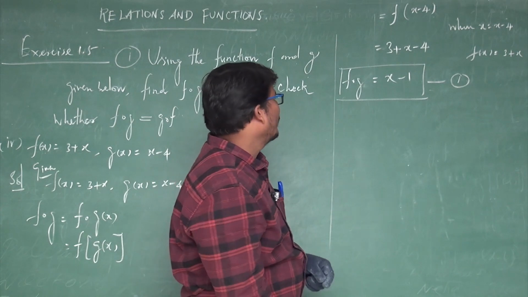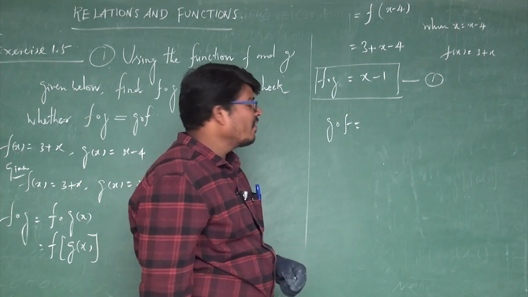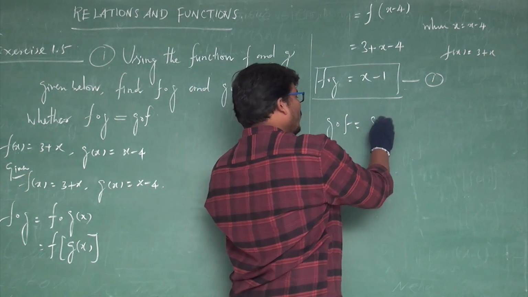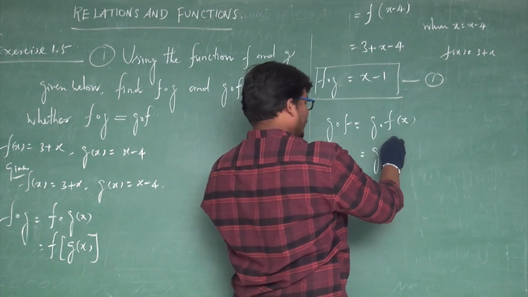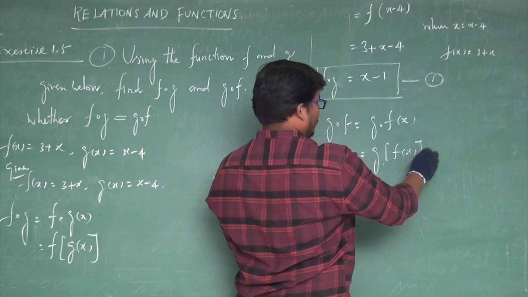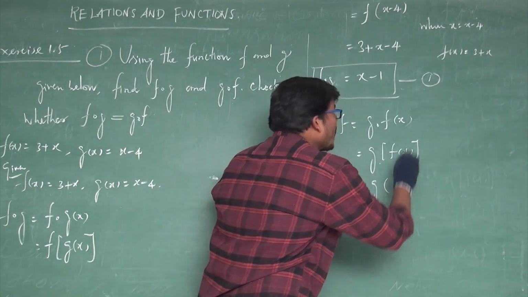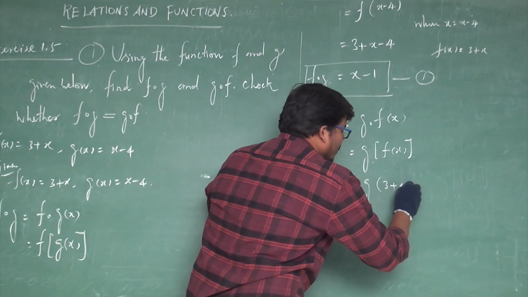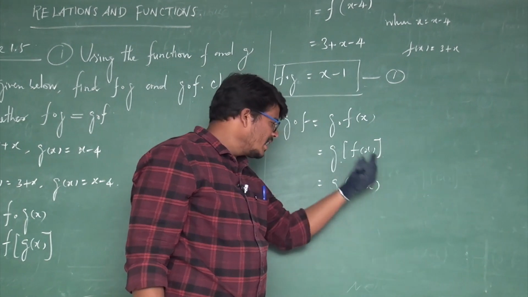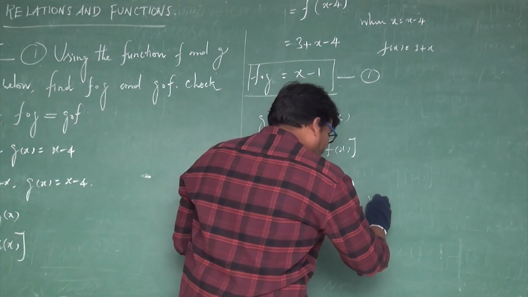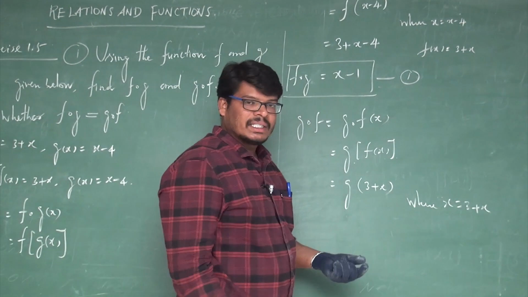Next, find g dot f. g dot f of x is written as g of f of x. Here f of x is 3 plus x, so the total function is g of x where x is replaced by 3 plus x.